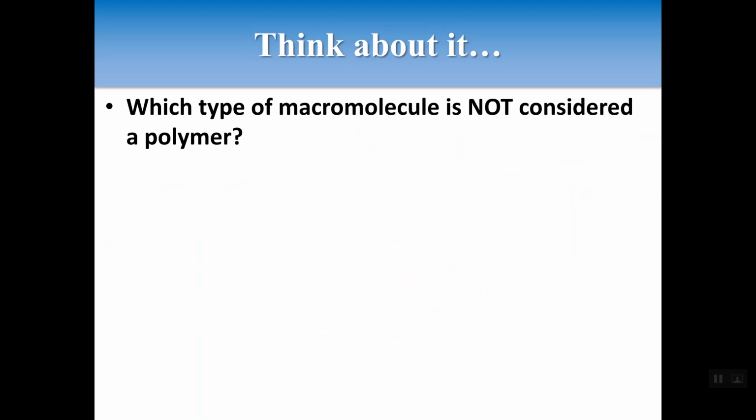What type of macromolecule or biomolecule is not considered a polymer? So let's go through them. Our carbohydrates are made up of monomers or simple sugars. Our proteins are made up of amino acids that are pieced together. And then our nucleic acids are polymers of nucleotides. So the only one that we talked about that wasn't actually a polymer, but actually had different categories associated with it, was our lipids.